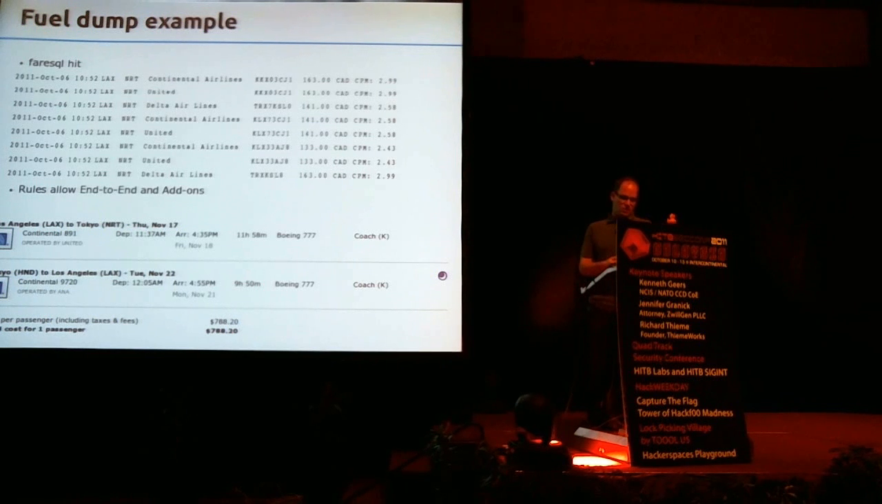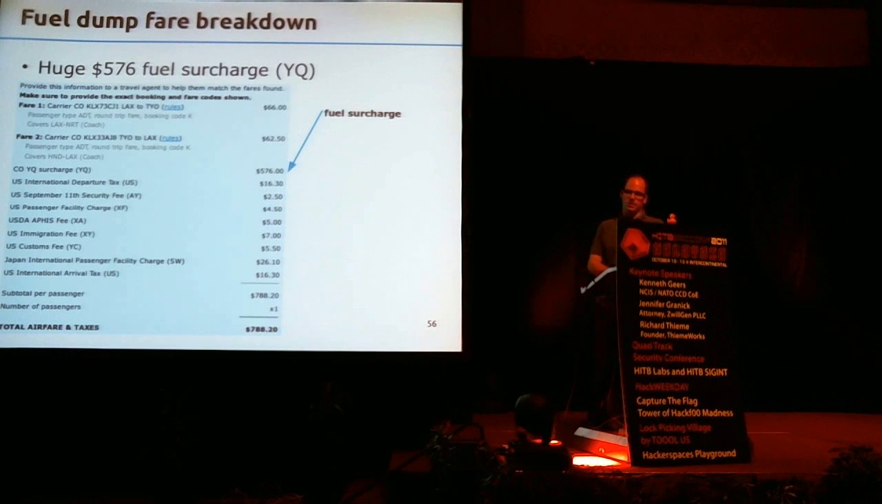You try to book it on any random website, it shows up as two flights bookable, LA to Tokyo, and then Tokyo Haneda back to LA on ANA in booking class K. Total fare, $788, even though the base fare was like 160, 140. So how do we get to that price? The ITA website allows you to look that up.